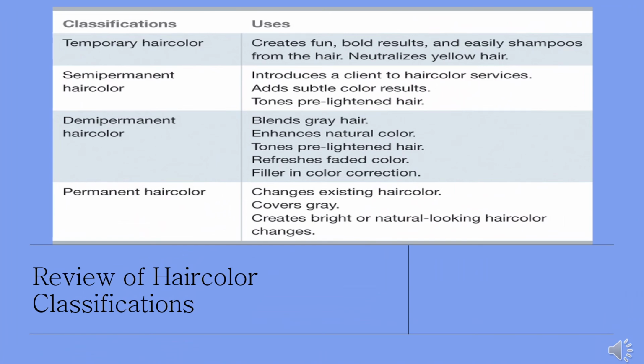Here is your classification chart for how your different types of hair color work, who they're best on, and what they'll be able to do. I will leave it, and if you can, pause. This is the last slide. Pause and take notes or read over it to make yourself familiar with the classifications of color.